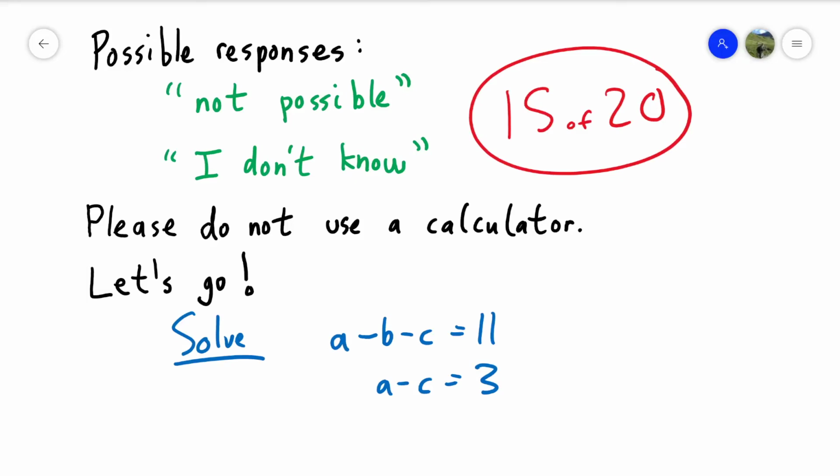Welcome to lesson 15 of 20. Have a go at this in your own time. The question you can see at the bottom. See you in a minute.